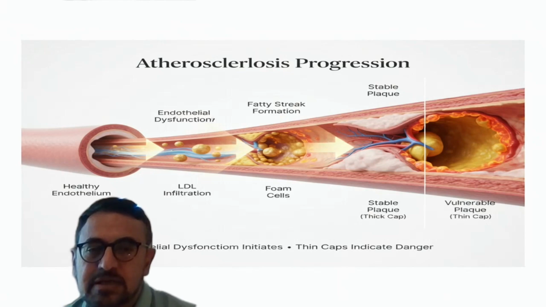As the artery tries to heal, smooth muscle cells form a protective fibrous cap over this lipid core. A stable plaque has a thick cap, and an unstable plaque has a very thin cap. The vulnerable plaque has a lipid-laden core under it. The stable plaque does not have a lipid-laden core.